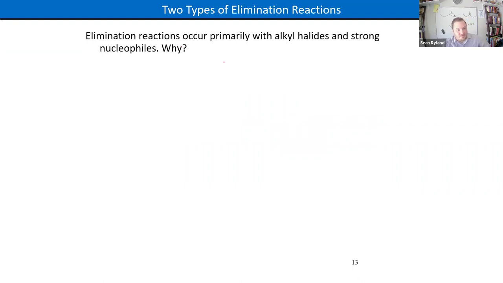So the two types of elimination we see, let's give some context here first. We usually see elimination happening if you have alkyl halides and strong nucleophiles. And the alkyl halide part of it, those halides, they were good for substitution reactions because they were good leaving groups, right? If you had a strong nucleophile, that favored getting in there and attacking and pushing that leaving group off.